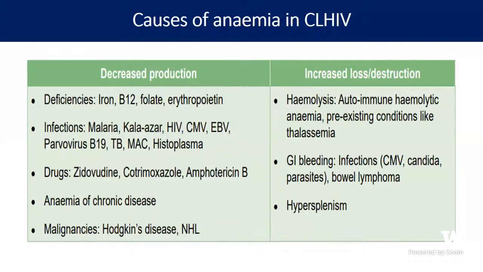Here you see the most common infections in our country, like malaria, where there can be decreased production. Malaria and bone marrow suppression can be because of Epstein-Barr virus, parvovirus, HIV, CMV infection, TB, and MAC, Mycobacterium avium complex, then histoplasma, Kala Azar. So these are the infections. Sometimes we see that the child's production only stopped, that the bone marrow is not producing it.